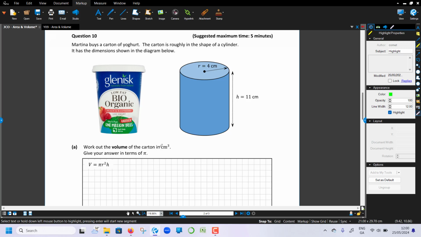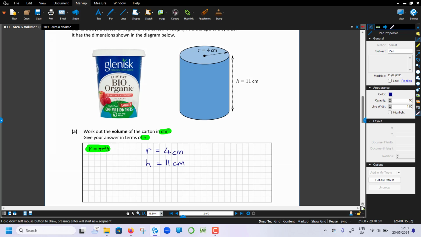Work out the volume of the carton in centimeters cubed. So we have to work out the volume in centimeters cubed and give the answer in terms of pi. All right, so let's proceed. We have our formula down here, which is nice. We just substitute. R equals what? Well, you can see R up here is 4 centimeters. H here is 11 centimeters.